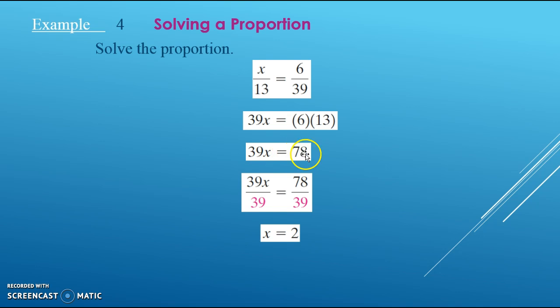Then we have to get rid of the 39 that's with the x. Well, what are we doing? It's x times 39. So the opposite of multiplying by 39 is dividing by 39. So we divide both sides by 39, therefore x is going to equal 2. So that is the section on solving a proportion.